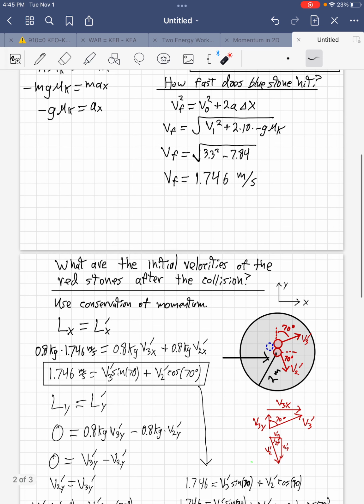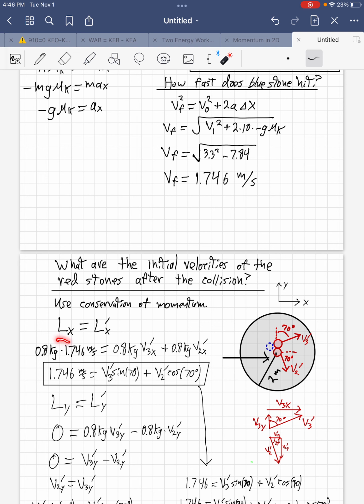So we can think about what the initial velocity of the red stones is after the collision. The red stones are sitting still before the blue stone hits them, and then they're going to be moving at some initial velocity after the collision, and then they're going to slowly come to a stop after friction slows them down. But we want to know right after the collision, how fast are the red stones moving. So we want to think about mere moments after the collision.